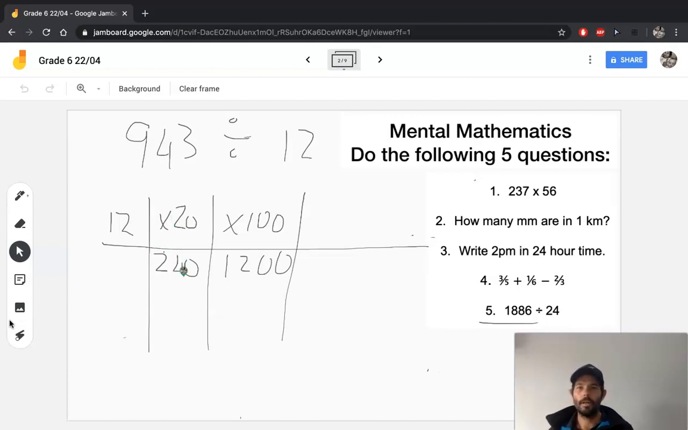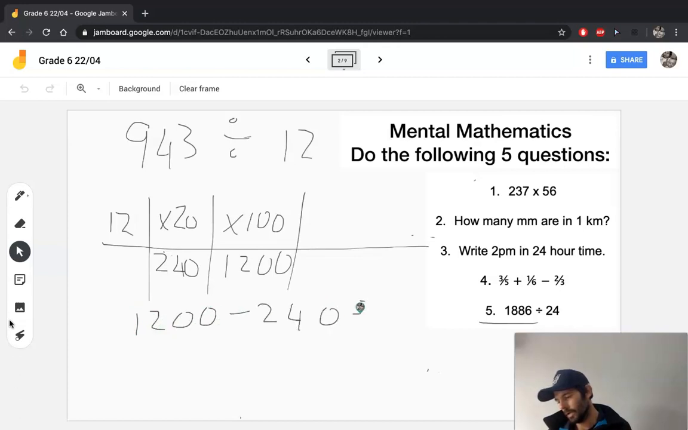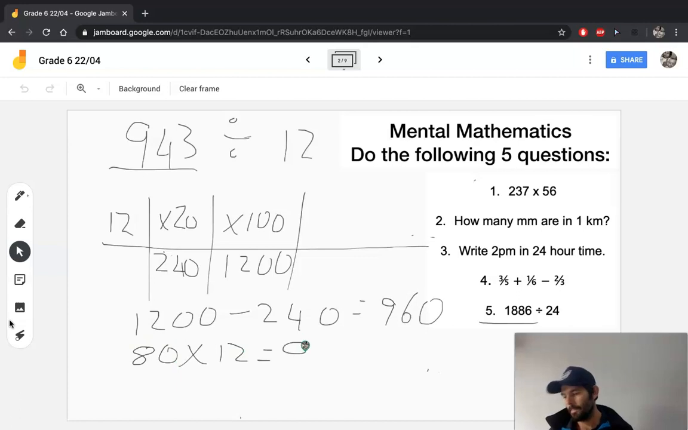Okay, if I take 1,200 and I subtract the 240, I'm going to be left with 960. Not far away from 943. So if I just work that out now, I know that it's 100 times minus 20 times. So 80 times 12 equals 960.